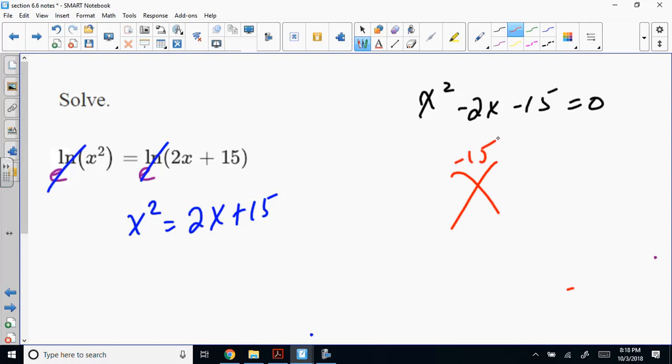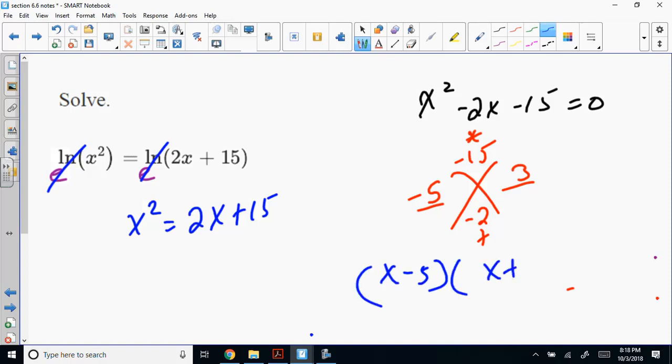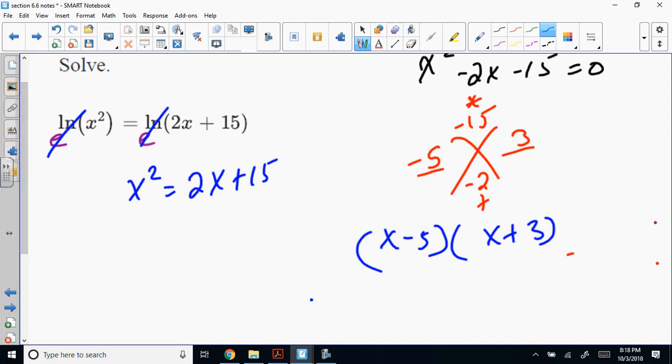What multiplies to give you negative 15, but adds together to give you a negative 2? Ladies and gentlemen, there'll be a 3 and a 5, and the negative would go on the 5. So that's x minus 5 and x plus 3. If you got a TI-36X Pro, you just type that in right there and hit solve, and it'll do it for you.